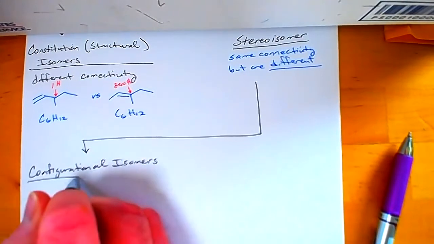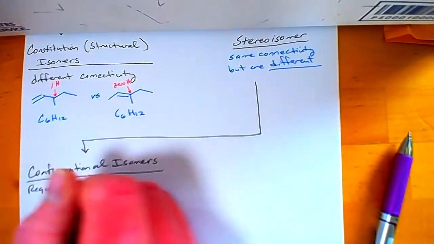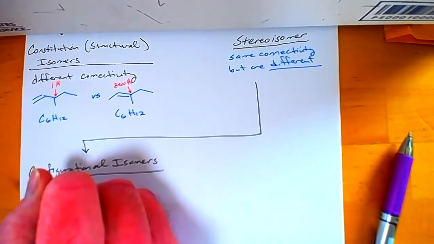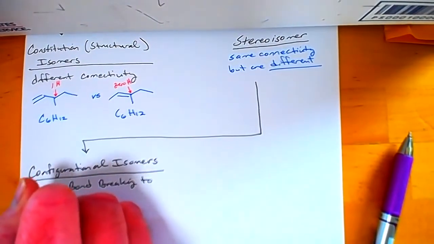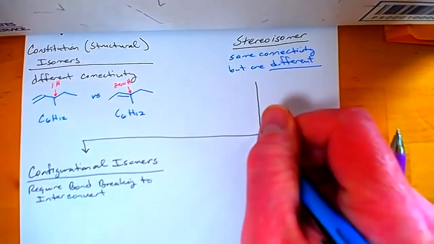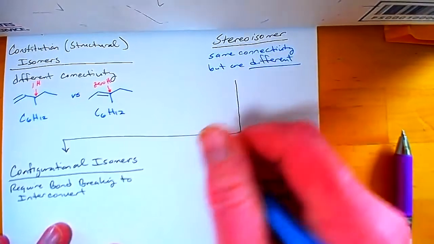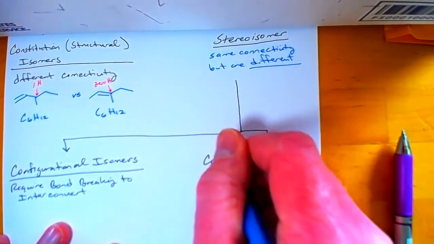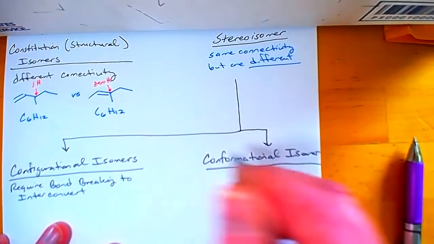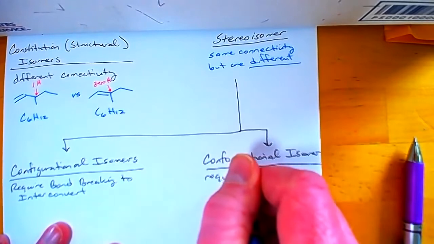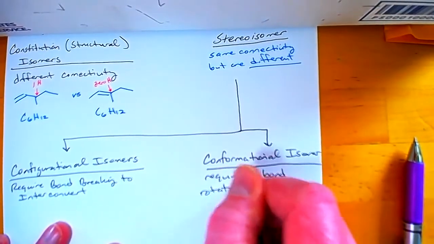Okay, so configurational isomers require bond breaking to interconvert. And what we talked about in the last chapter is what is known as a conformational isomer. And a conformational isomer basically just requires a sigma bond rotation to interconvert.